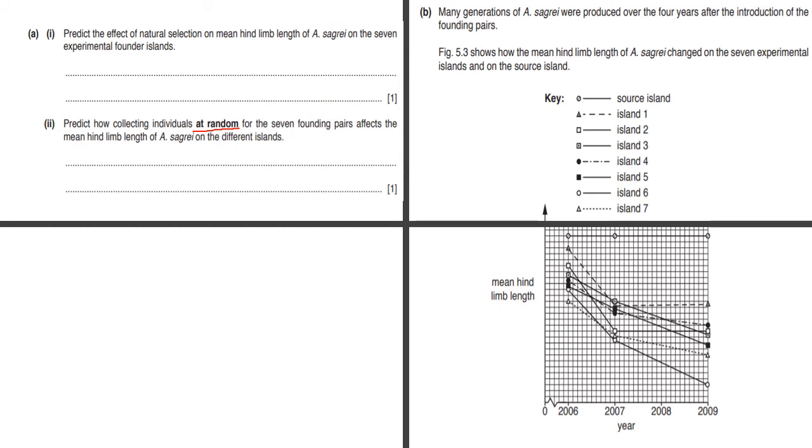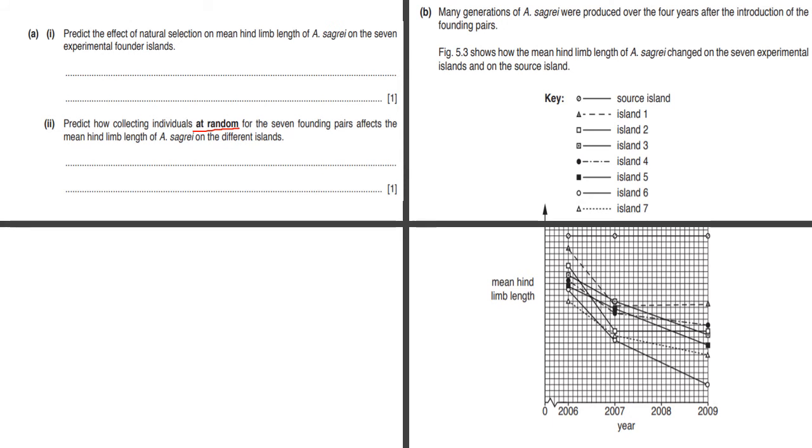So many generations of the lizard were produced over the 4 years after the introduction of the founding pairs. The founding pairs were basically lizards that were reintroduced into these islands that had been destroyed, and they then repopulated the island. It says figure 5.3 shows how the mean hind limb length changed on the 7 experimental islands and on the source island.